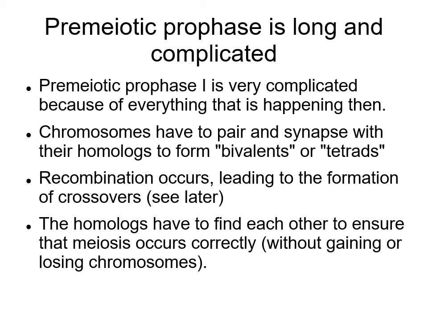Okay, so meiotic prophase is long and complicated. When you think about everything that has to happen then, the chromosomes pair and synapse with their homologs to form bivalents, also called tetrads. Recombination will occur, and it's important that each chromosome find its homolog because that guarantees that it will segregate from its homolog in order to assure that meiosis occurs correctly.